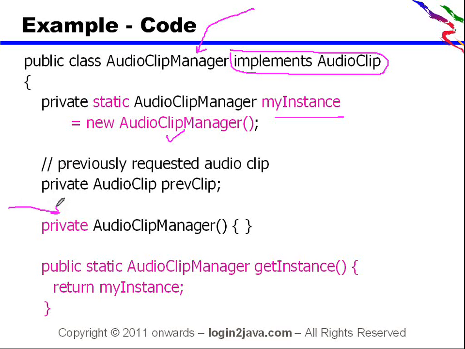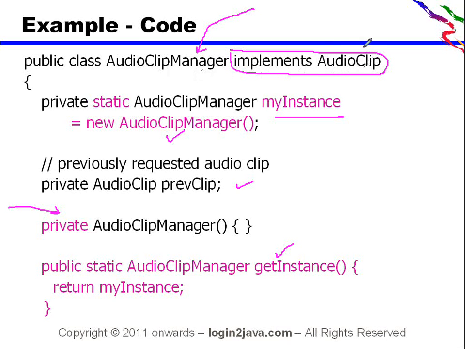This is the only constructor, which is private, and it is used within this class to create the only instance. So the client application is not allowed to create its instance using new. Now this is the data that stores the clip, and this is the method that returns the only instance, the getInstance method. I think it is a very straightforward singleton implementation for the audio clip manager.